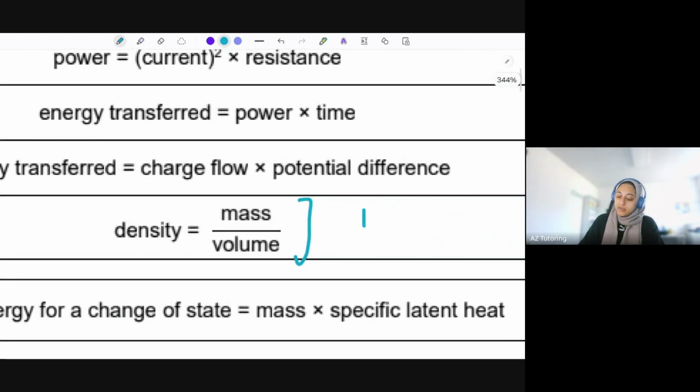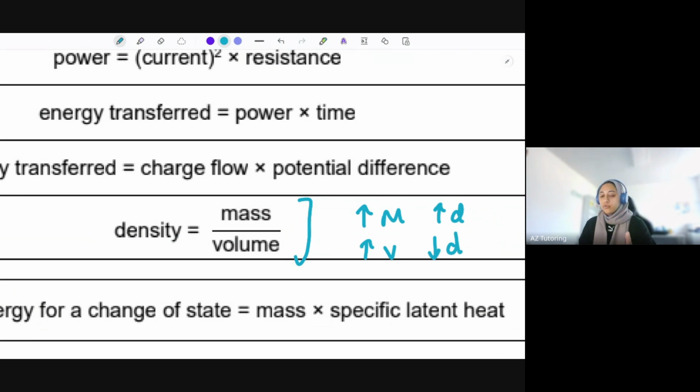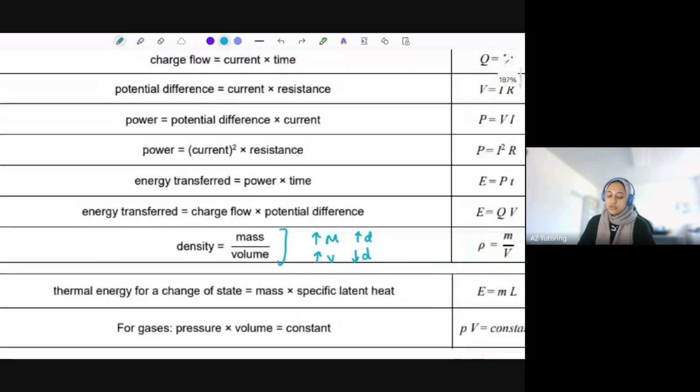If we have a look at this one here, we can see with density, if you increase the mass, so if I make this number bigger here on top, then it will make density bigger here as well. If you can't figure that out, you can just plug in some numbers and try it that way. So if I increase the mass, that's going to increase the density. However, if I increase the volume, which is in the denominator, that's going to decrease the density, because if I make the bottom number bigger, when I'm dividing by a bigger number, it decreases this number. And it makes sense if you think about it logically as well.